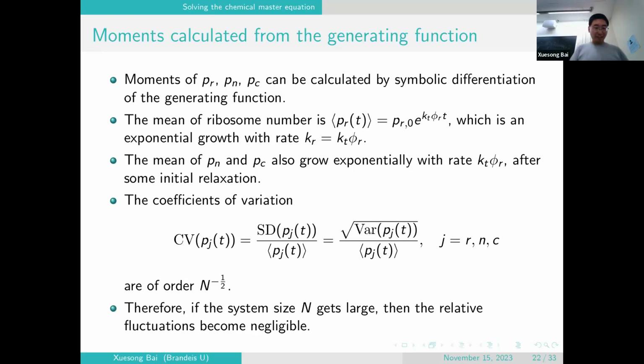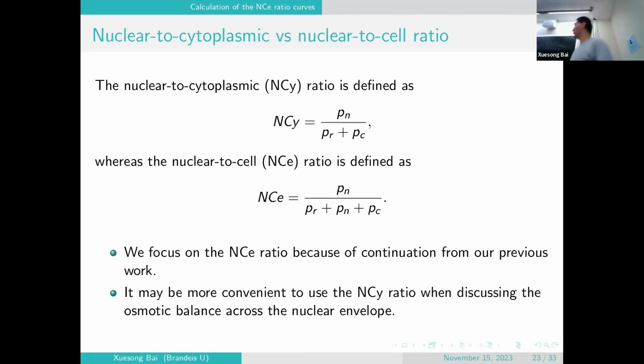So, okay, I guess that's all I would like to say about these protein numbers. And we can move on to the calculation of the NC ratio. But here first we have to make this clarification. Like we mentioned before, there are two kinds of ratios, nuclear to cytoplasm versus nuclear to cell. They are different in this definition of protein ratios. Note that the ribosomes are also in the cytoplasm. So if we calculate the cytoplasmic protein number, that's PC plus PR.